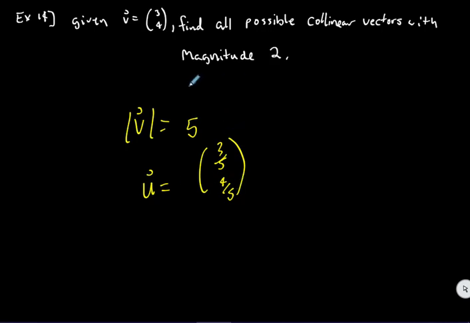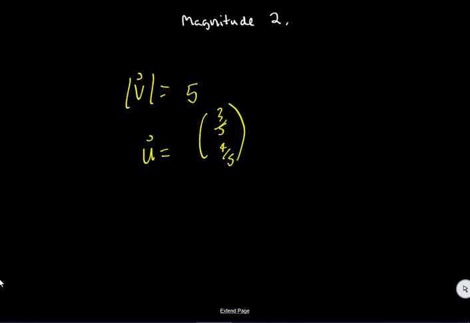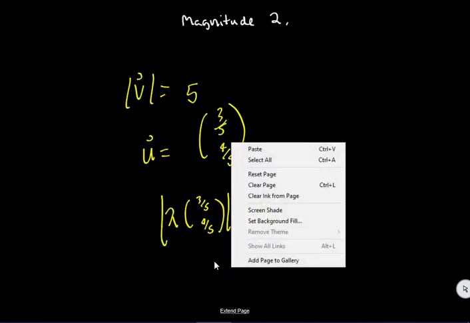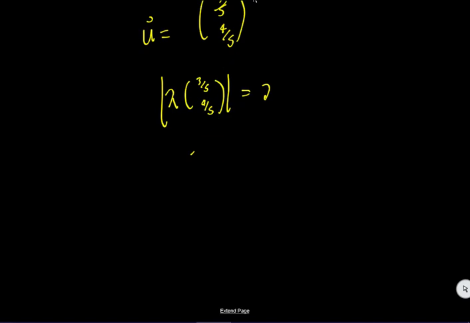Now I'm going to find something with magnitude 2. So I'll use the scalar lambda times the vector 3/5, 4/5, and then I want to take its magnitude and I need it to come out to be 2. So what's the magnitude of this? This is going to be the square root of (3/5 lambda) squared plus (4/5 lambda) squared, and that has to come out to be 2.